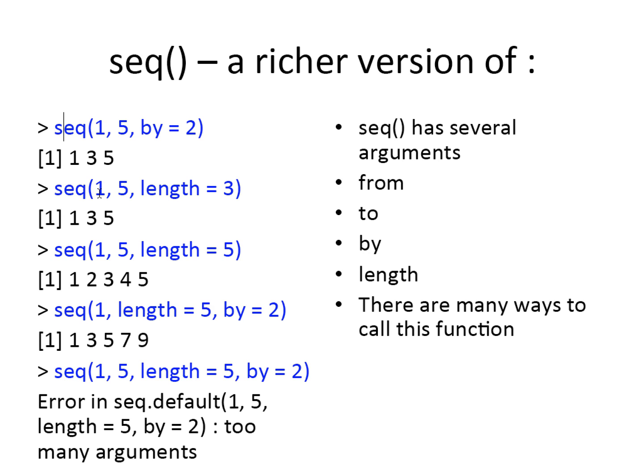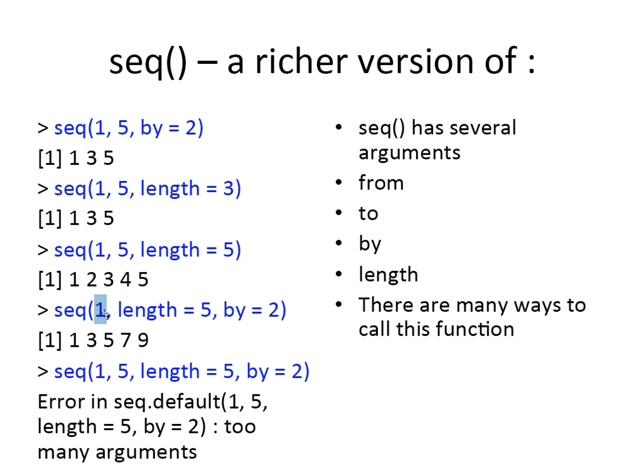You can ask it to do it by length as well, so go from 1 to 5 and create an output vector length of 3: 1, 3, 5. In this case, they happen to give the same output. Go from 1 to 5 and give an output vector length of 5. That's the same as 1 colon 5. It will figure out that it needs to step by 1.